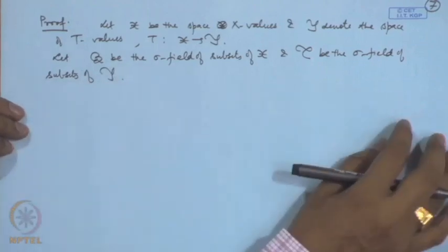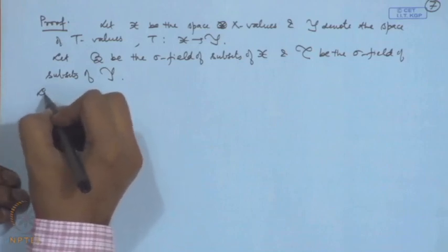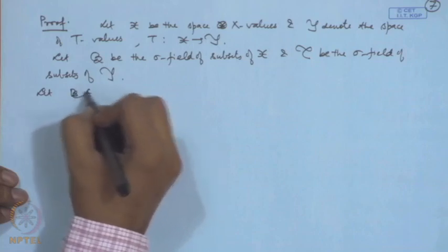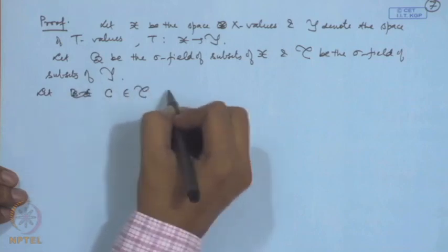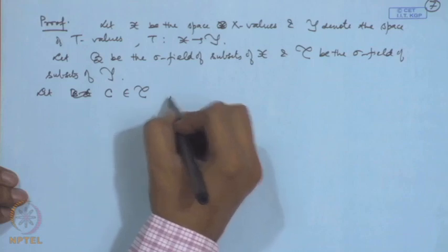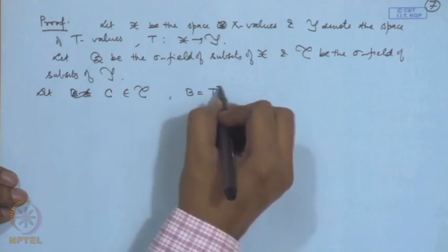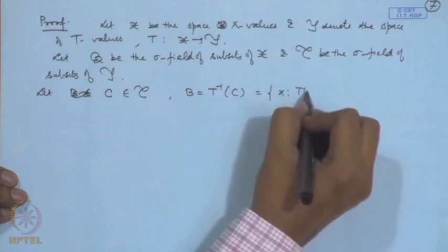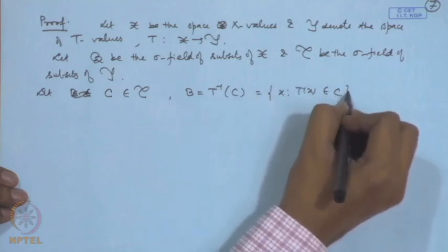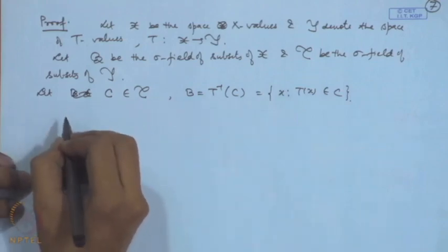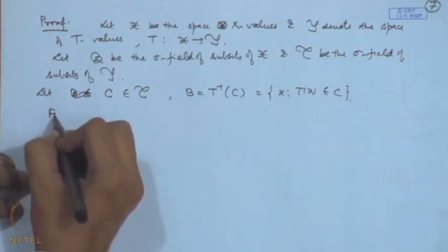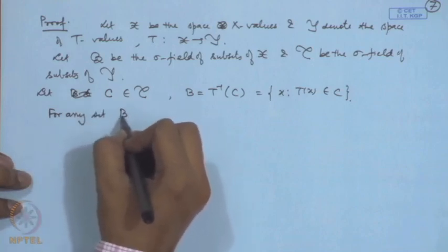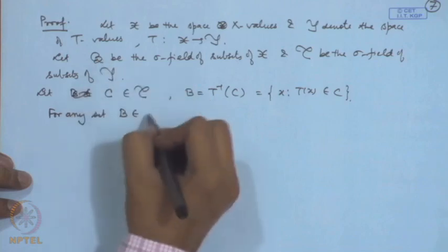So, now let us consider a set C in script C. Then for that, define B equal to T inverse of C, that is, the set of x such that T(x) belongs to C. So, consider any set B belonging to script B.